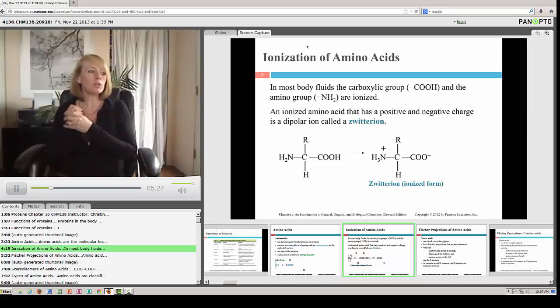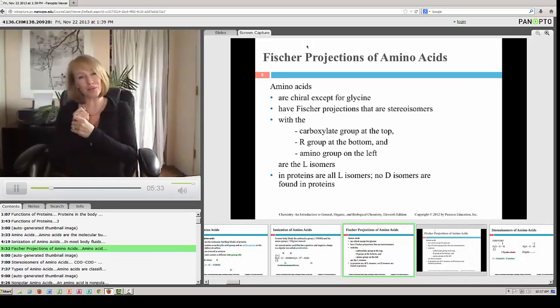So when you have Fischer projections, they're often drawn for amino acids to indicate what type of stereoisomers you might be looking at.